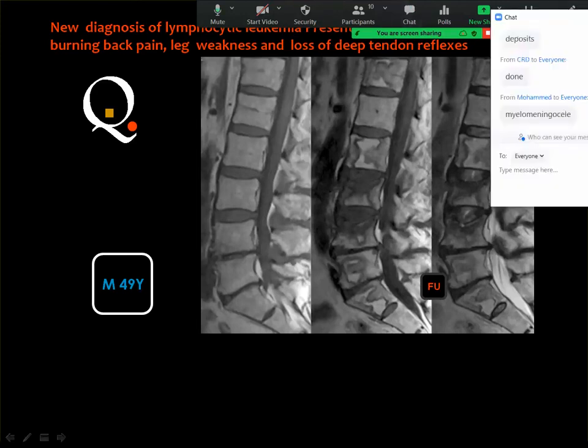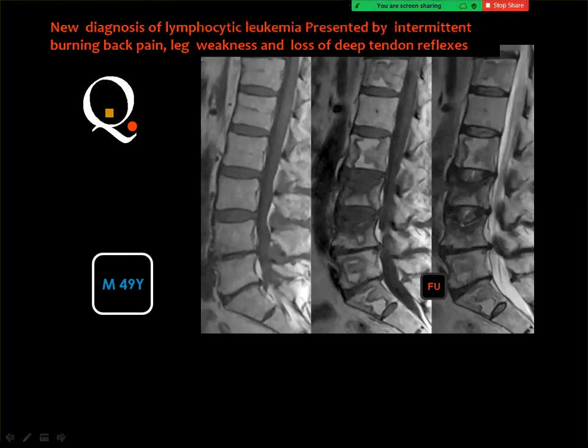This male patient, okay, the answer is right. This male patient, 49 years old, with a new diagnosis of lymphocytic leukemia, presented by intermittent burning back pain, leg weakness, and loss of deep tendon reflexes. This is the initial MRI, and this is the follow-up MRI of the same case, I think 9 months later or something like this.